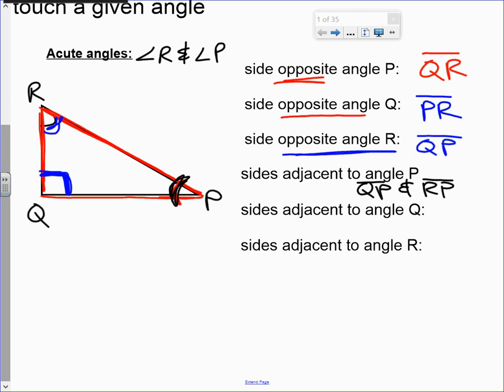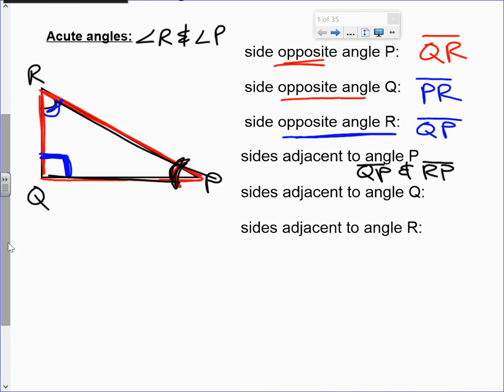Adjacent is a very common word in English. I mean, it's right next to. Like the room adjacent to my room to my left is Mr. Rios. The room adjacent to my right is Mr. Robles. The hallway is adjacent to my room. So all it means is right next to each other. So the sides that are adjacent to P are this side and this side, QP and RP. So far, so good. It's not that crazy. If you can grasp what I'm going over right now, this is going to be a breeze. Trust. All right.